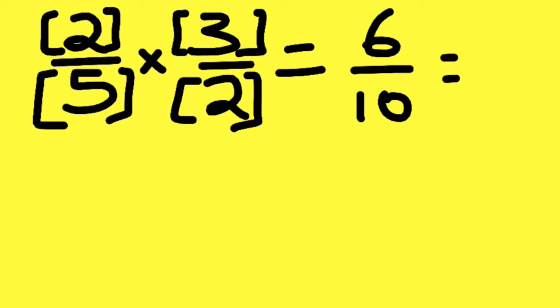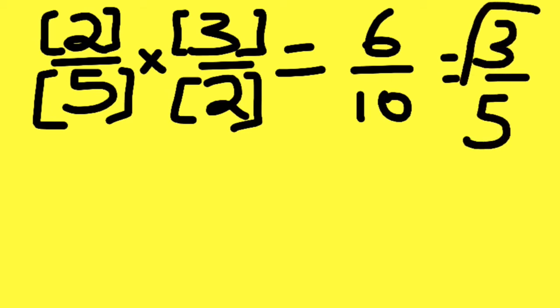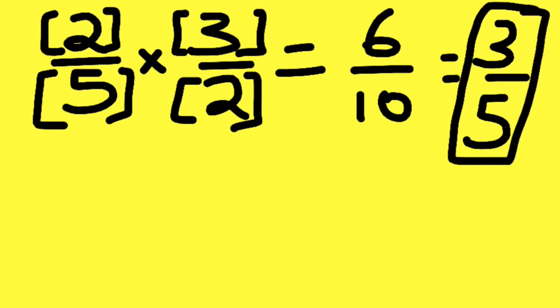So this can actually be reduced. 6 over 10 can actually be reduced. So if you divide 6 by 2 and you divide 10 by 2, then you get 3 over 5. So let's do another problem.